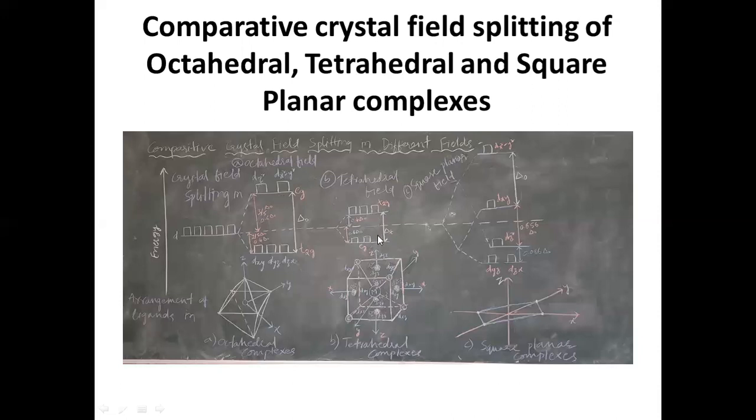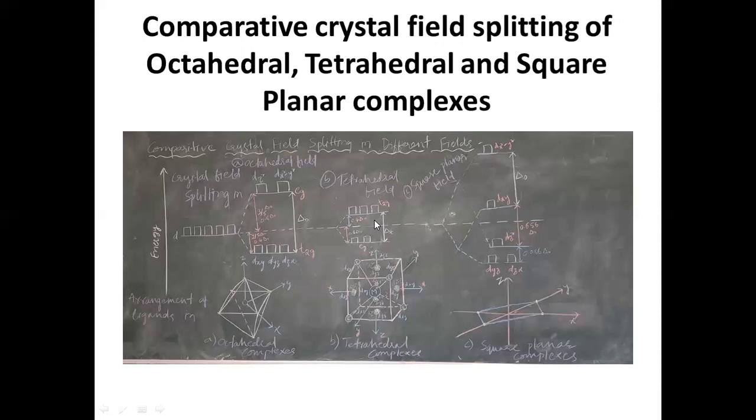That is because in a tetrahedral field, there are only 4 ligands approaching the central metal ion, whereas in case of an octahedral field, there are 8 ligands approaching the central metal ion. So when there are 8 ligands approaching the central metal ion, the splitting energy is more. When only 4 ligands are approaching, the splitting energy is much lesser.